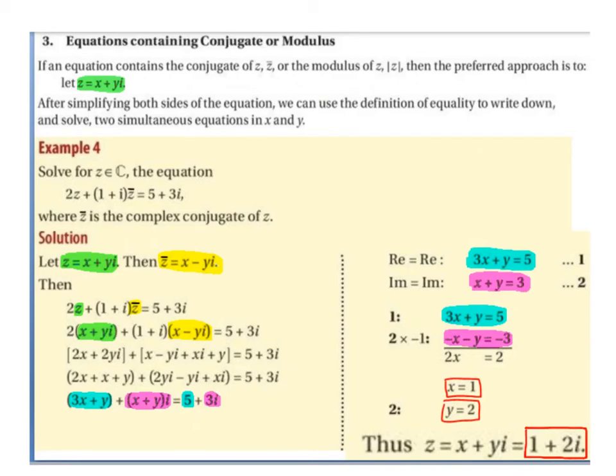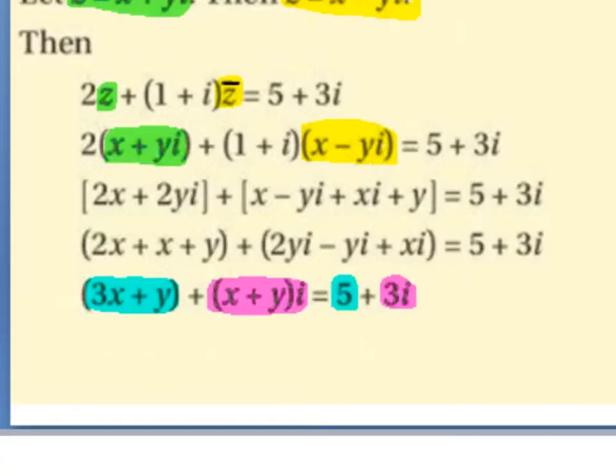Next we simplify. 2x plus x is 3x, and we still have plus y, so this is the real part. And then 2yi minus 1yi is technically 1yi. So we have yi plus xi, so we can factorize the i outside the bracket. So we have x plus y. And this is the imaginary part. And next we're going to let the real parts equal the real parts. So 3x plus y will be equal to 5. And the imaginary parts equal the imaginary parts. So x plus y will be equal to 3 because we'll drop the i's.